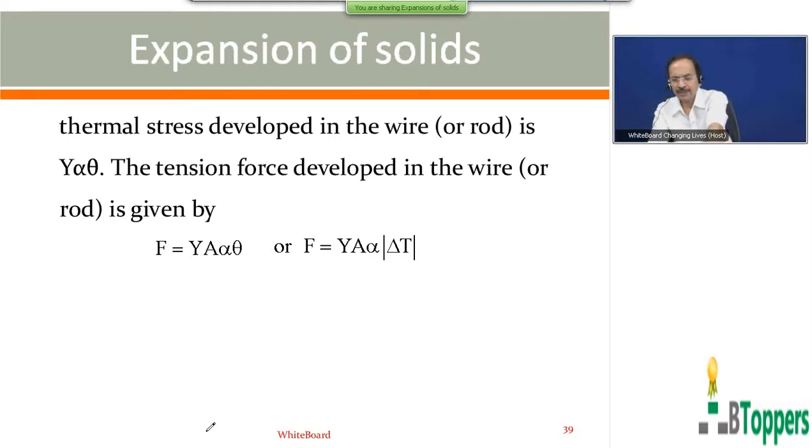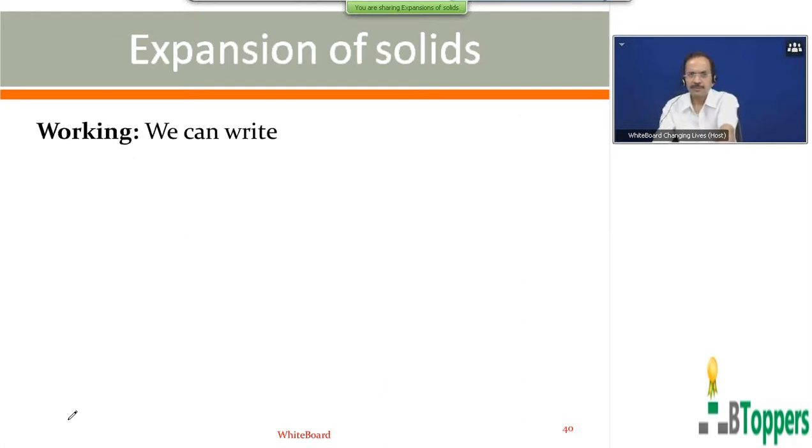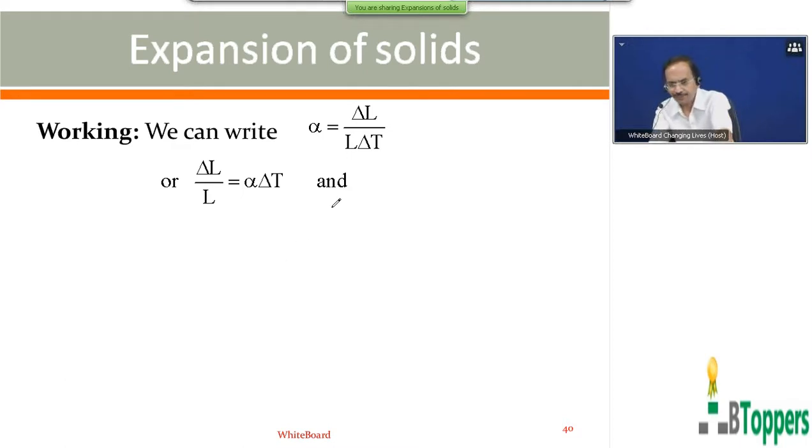So I am going to show the working for this conclusion. Those who want to copy the notes, take a pause and finish writing the notes up to here. So I'm going to the working here. We can write alpha equal to delta L by L into delta T, or delta L by L equal to alpha into delta T.